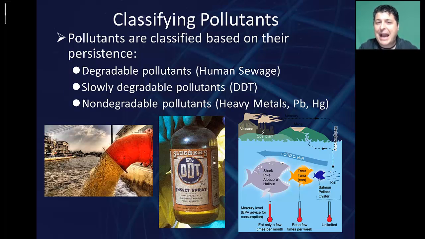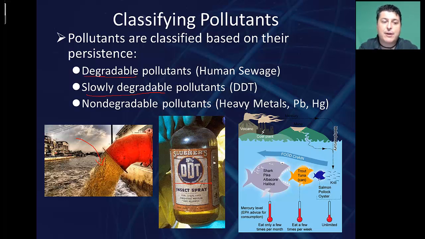There are basically three categories of persistence. If it doesn't last very long in the environment, it's likely very degradable. For example, human sewage, under the right conditions, is very degradable and won't last very long in the environment. Some pollutants are slowly degradable or quite persistent. It lasts for a while in the environment. For example, the insecticide DDT is slowly degradable, but it does last a long time in the environment, and therefore it can have catastrophic effects, as was illustrated in the book Silent Spring.